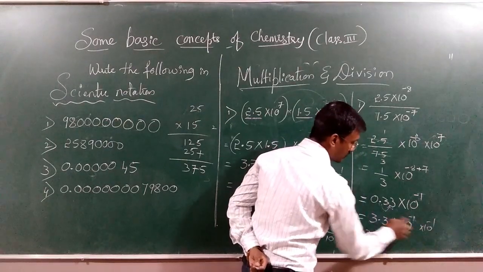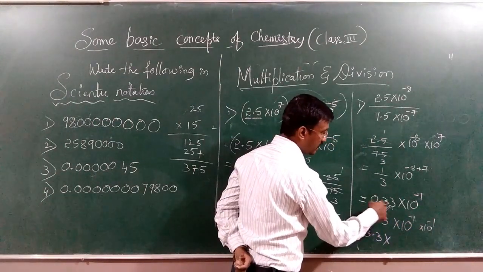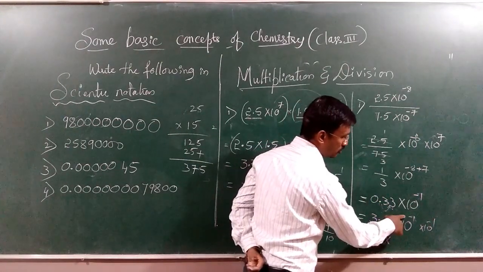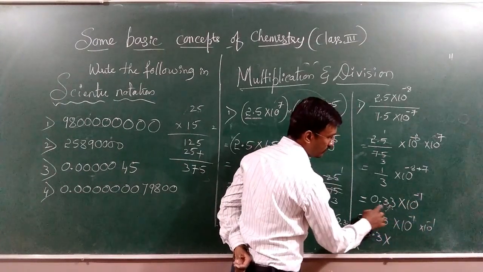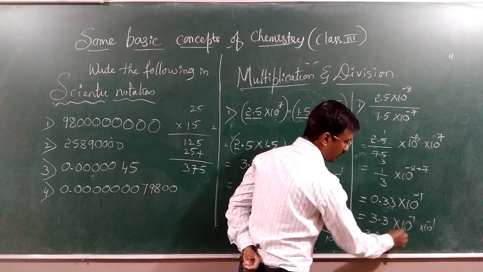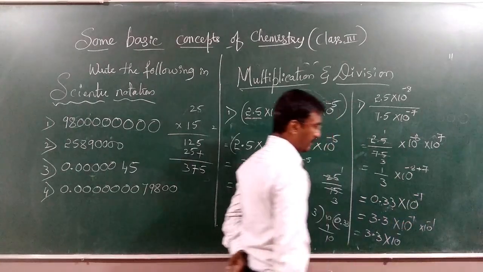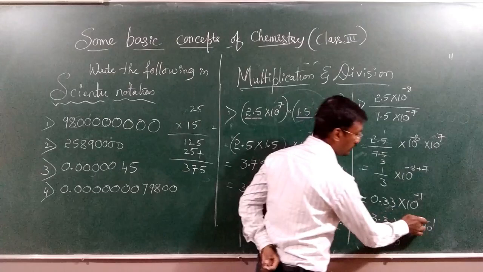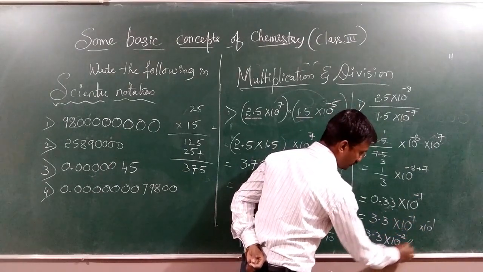Why this minus 1? Because I am increasing the number: 0.33, I am shifting the point to after the first 3, making 3.3. Therefore, 10 raised to minus 1 is the initial number, into 10 raised to minus 1, which is for shifting the decimal point. The base 10 is the same, with minus 1 and minus 1. Here both are carrying the minus sign. If both are negative, we have to do the addition and keep the minus sign as it is. Minus 1 becomes minus 2.